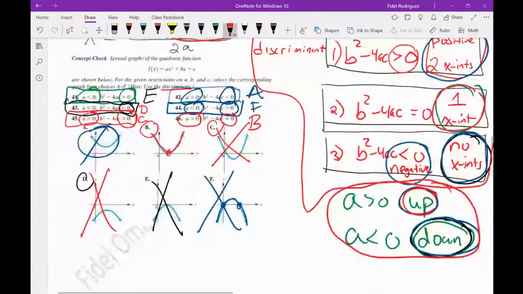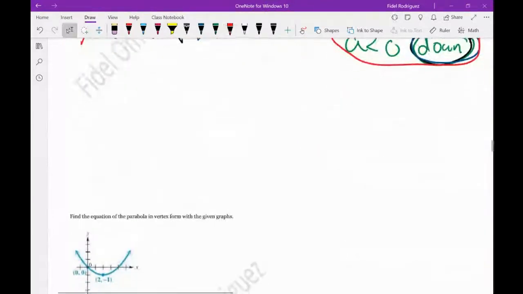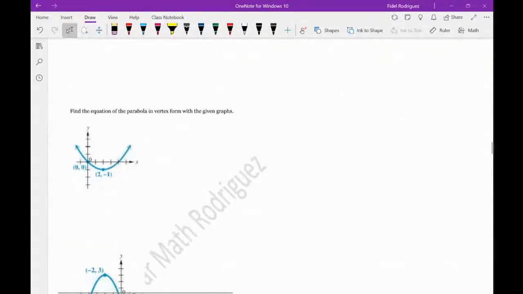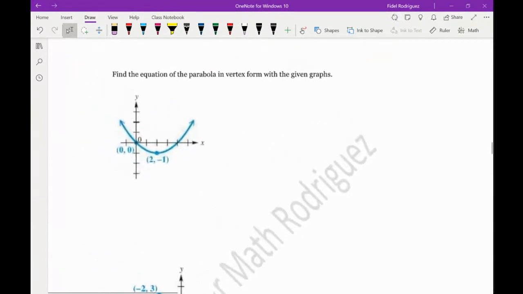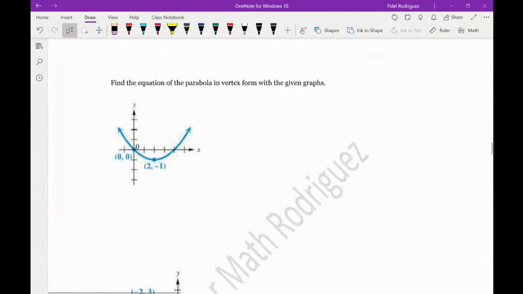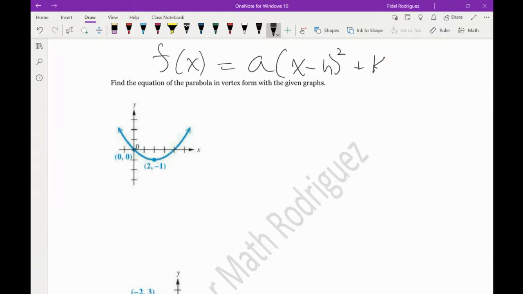So let's take a look at the next part here. What we're going to do is find the equation of the parabola just by looking at the graph. Just by looking at the graph, we should be able to write the equation of the parabola. So the first thing I'm going to do is write the basic form. The basic formula looks like this. Okay, so that's my basic equation.